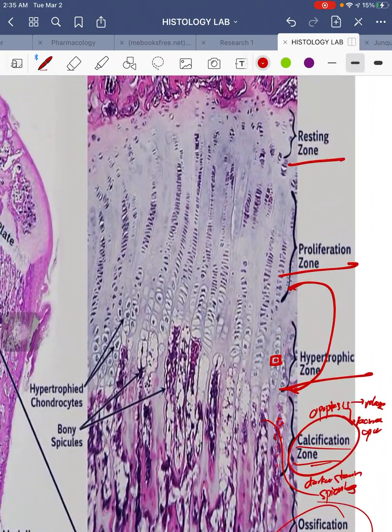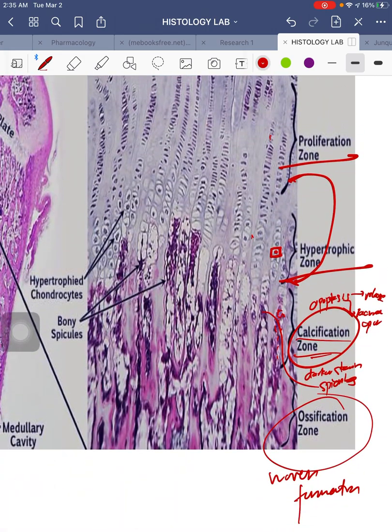And here, let's just take a moment to appreciate that resting zone, proliferation got bigger, hypertrophic got even bigger, and cuboidal. Calcification zone, important parts here. Ossification zone, so your lacunae opened up. What replaced it was your osteoprogenitor cells, and osteoblasts come into play, and they secrete osteoid for the formation of bone.